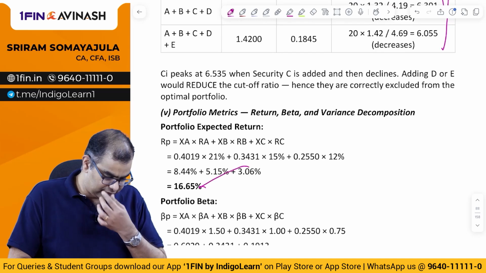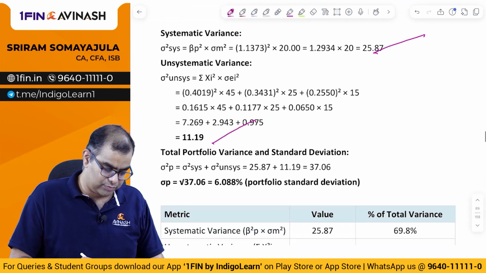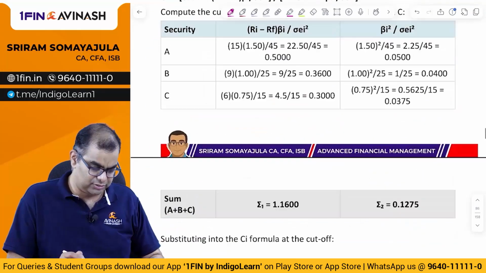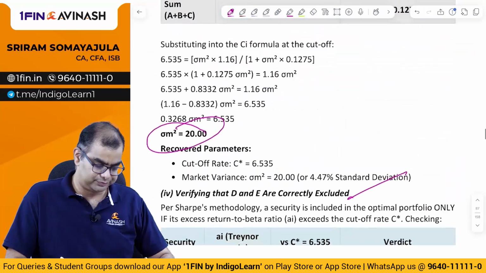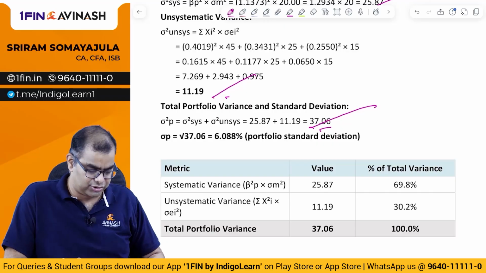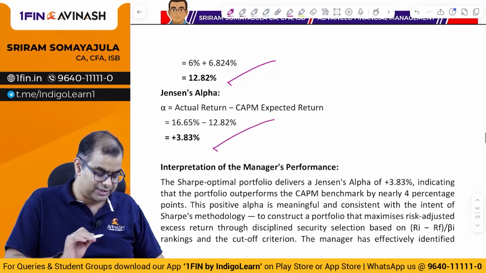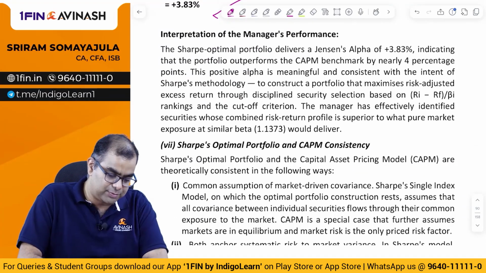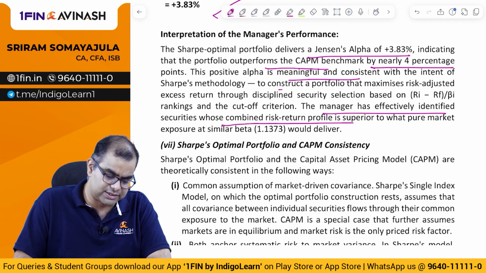Then 16.65 portfolio expected return, portfolio beta 1.13, correct. Systematic is 25, correct, unsystematic is 11, both put together is 37. We got 36 something, no? I think it's rounding of 36.99. 11.18, 36.99, 11.19, 36.9, minor variation and that should not matter. Then CAPM expected return is 12.82, and we got 3.83. Interpretation: the Sharpe portfolio delivers 3.83 Jensen alpha, indicating it outperforms CAPM by nearly 4%, which is meaningful. The manager effectively identified securities whose combined profile is superior to pure market exposure.